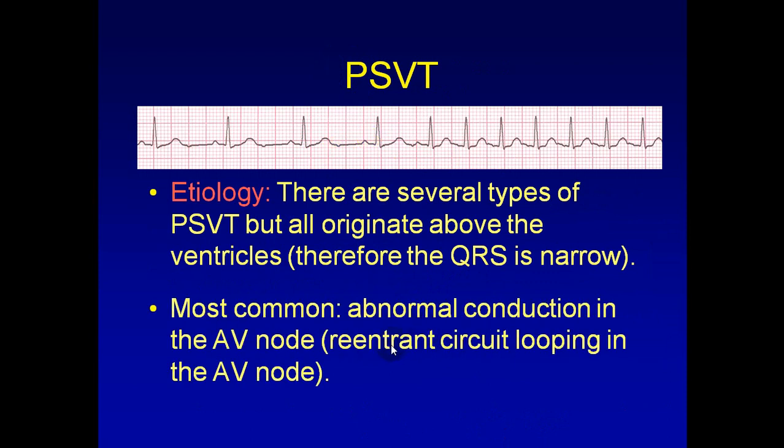Most commonly it is due to abnormal conduction in the AV node, what's called a reentrant circuit looping in the AV node. This reentrant circuit will be discussed when we study arrhythmia in the fourth year.